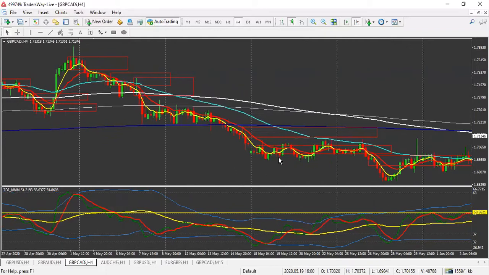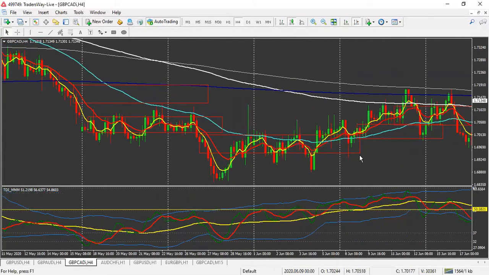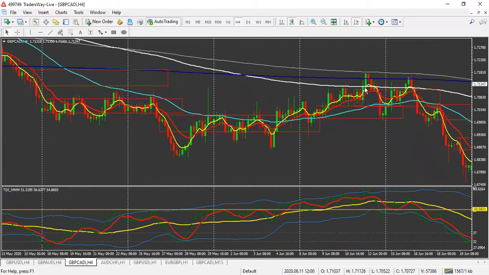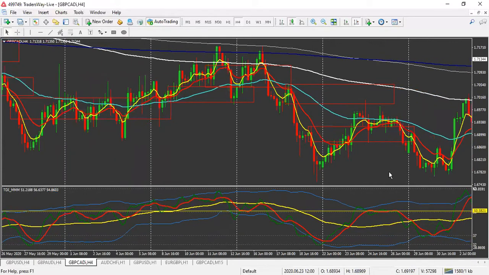Last bullish candle before your lower low, order block. Last bullish candle before your lower low, order block. Last bearish candle before your higher high, order block. Last bearish candle before your higher high, order block. Last bullish candle before your lower low, order block. Last bullish candle before your lower low, order block.